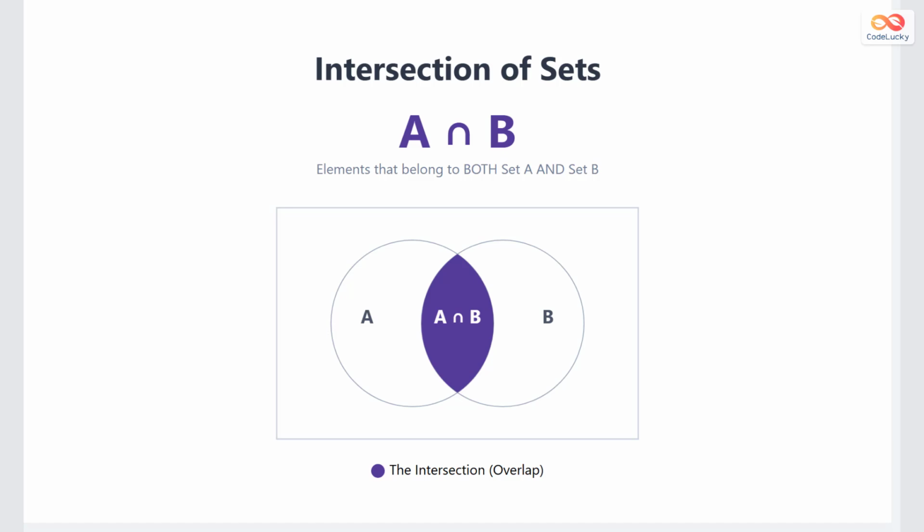Now things get interesting. When two sets overlap, that overlapping region is called the intersection. We write this as A ∩ B. This purple area represents items that belong to both groups at the same time.